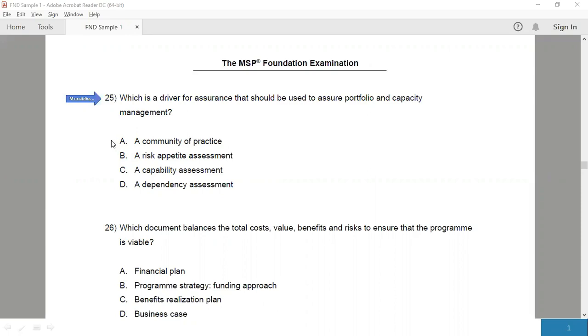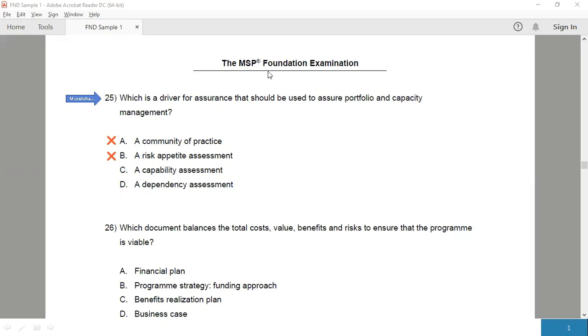Option A, community of practice, is a learning network of people who share a skill and who improve as they interact and learn from each other on a regular basis. So that would be incorrect. A risk appetite assessment is connected to the program's risk appetite, which is the amount of risk the investing organizations are willing to accept in pursuing the benefits of the program. Therefore, that doesn't seem to be connected with the assurance for the portfolio and capacity management.